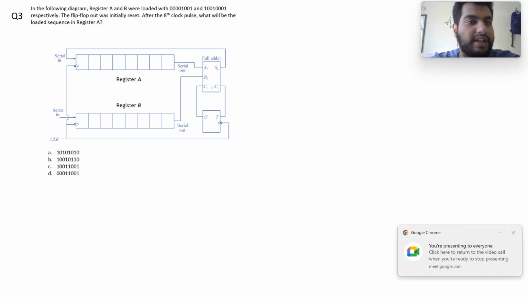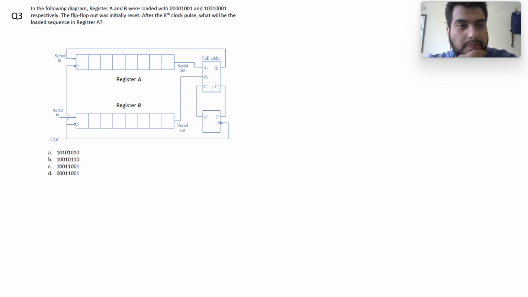So question number 3 states: in the following diagram, register A and B were loaded with 0001001 and 10010001 respectively. So register A, which was this register, was loaded with 0001001, and register B was loaded with 10010001. The flip-flop output was initially reset, so the flip-flop here is a T flip-flop. It was initially reset, so the output was 0. After the 8th clock pulse, what will be the loaded sequence in the register A?